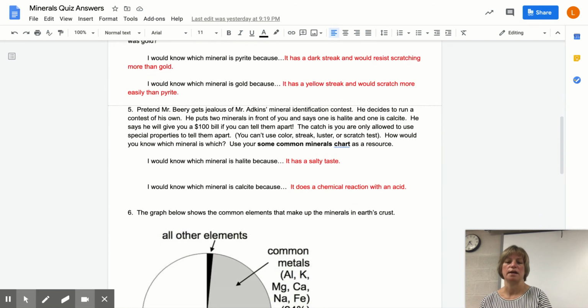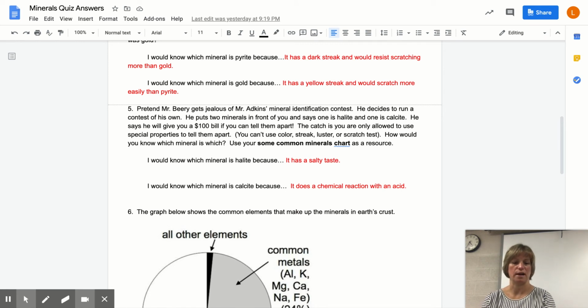Okay, now let's pretend that Mr. Beery gets jealous of Mr. Atkins's contest and he says he's running one of his own. So he puts 2 minerals in front of you, halite and calcite, and he says he'll give you a $100 bill if you can tell them apart, but he has a requirement that you're only allowed to use special properties, which means you can't use color, streak, luster, or the scratch test. So how would you tell them apart?